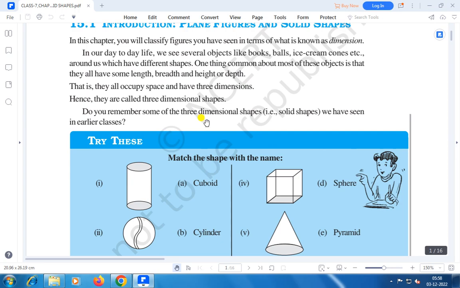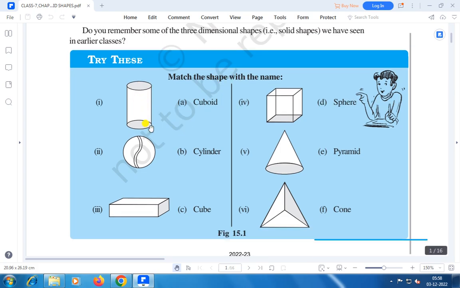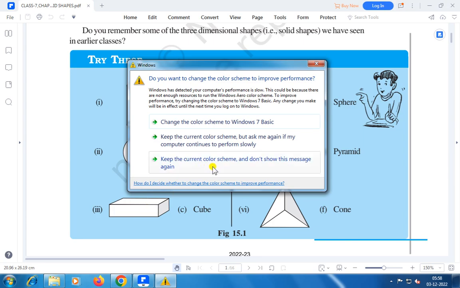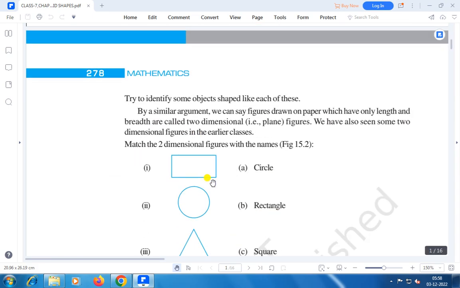Do you remember some of the three-dimensional shapes, solid shapes we have seen in earlier classes? Here you see, match the shape with their name. We know that this is a cylinder, this is a sphere, this is a cuboid, this is a cube, this is a cone, and this is a pyramid. We know all these things, right? Try to identify some objects shaped like each of these.